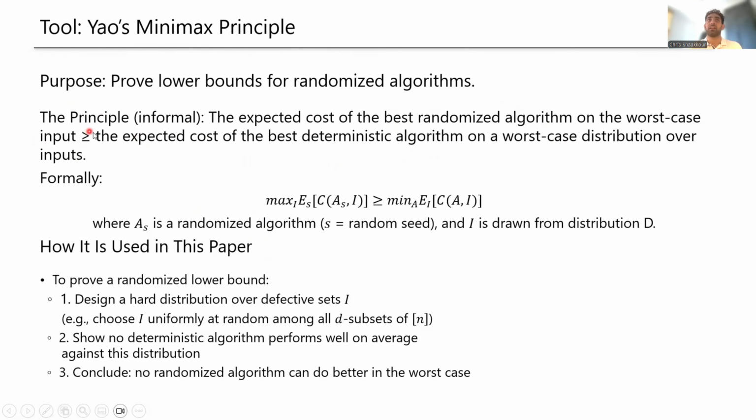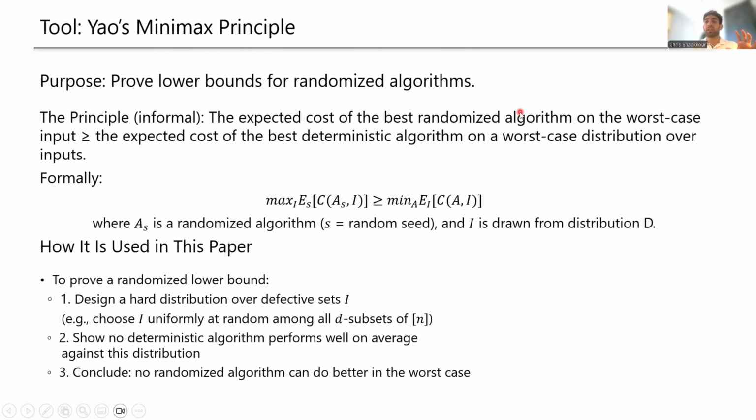We get that this cost is greater than the cost of using the best deterministic algorithm. Here we're trying to find a relation between randomized algorithms and deterministic algorithms. If you take the best randomized algorithm on the worst input data, the cost of this algorithm should be greater than the expected cost of the best deterministic algorithm on the worst case distribution over inputs.